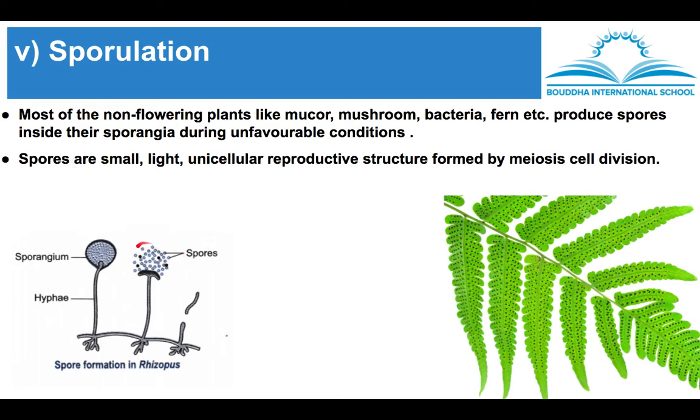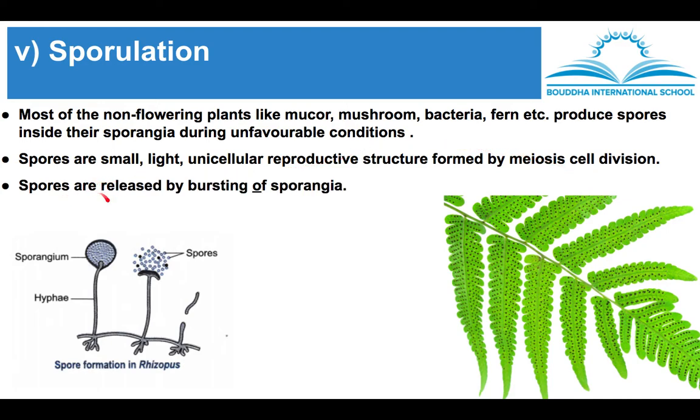And spores, here you can see they are very small and light, and they are unicellular structure, and they are formed by meiosis cell division. As I told you before, mitotic and meiosis cell division, you will be learning in higher classes, but now simply understand these are the processes which help to multiply the number of cells.